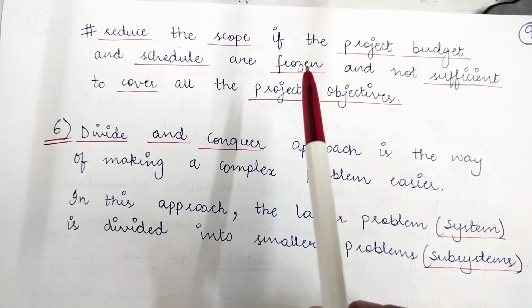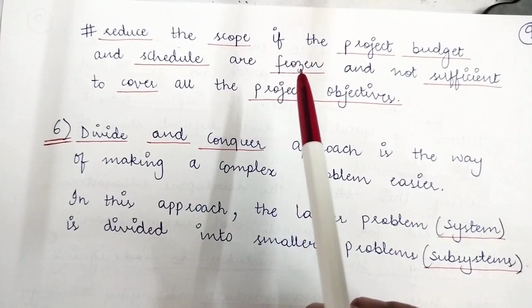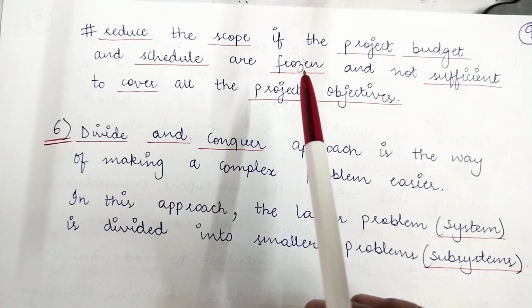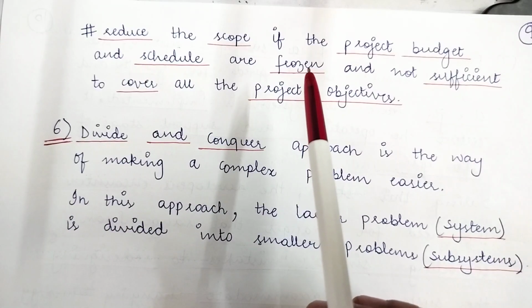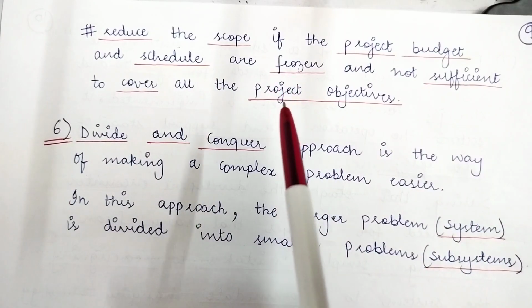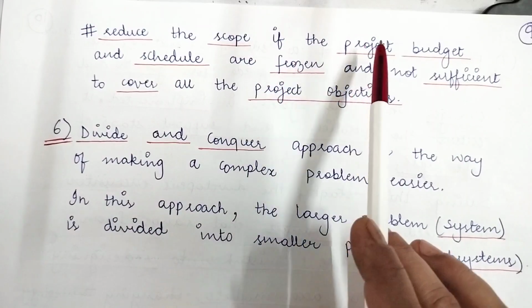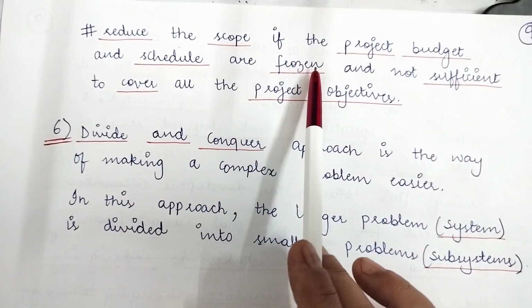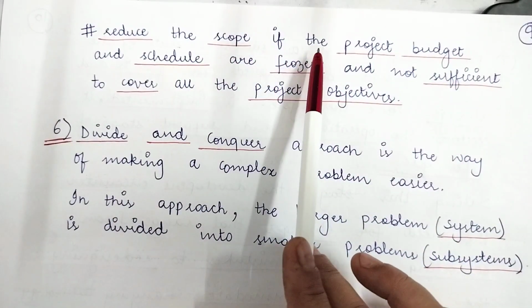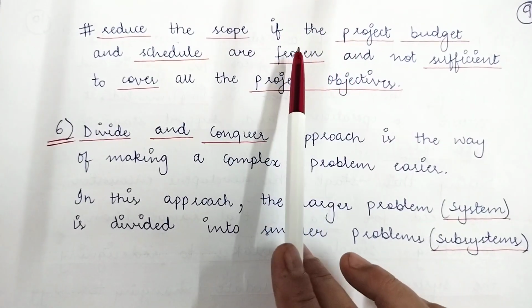in this project. He cannot afford money more than this. He cannot afford time more than this. He wants this particular project to be completed within this particular span of time. He cannot afford to increase the span of the project whatsoever. So if that is the case, that means the project budget and schedule are frozen, then you must reduce the scope of that particular project or information system.